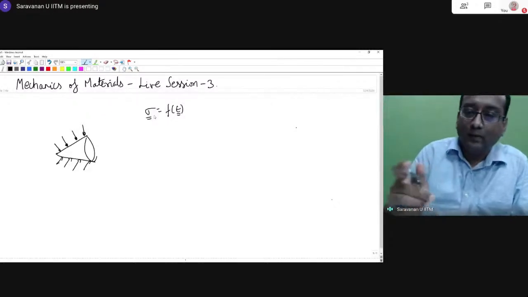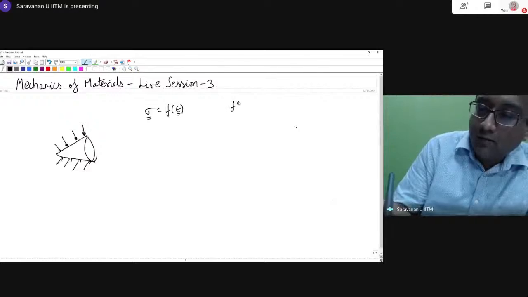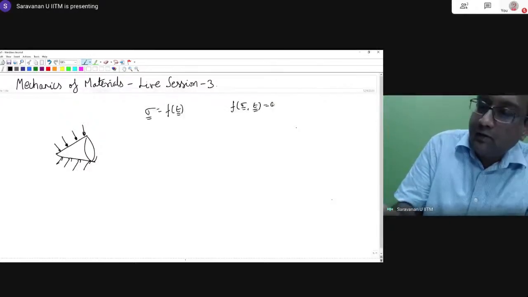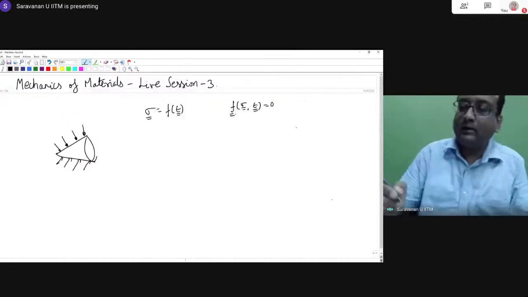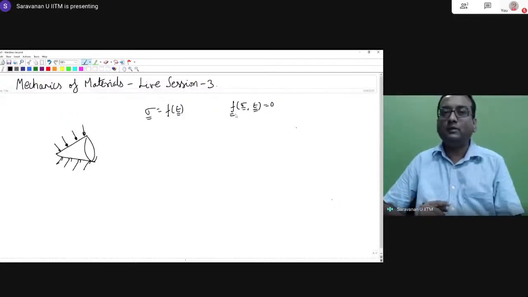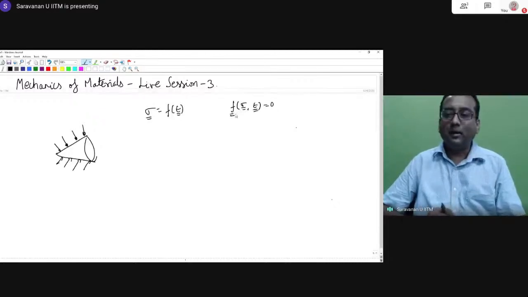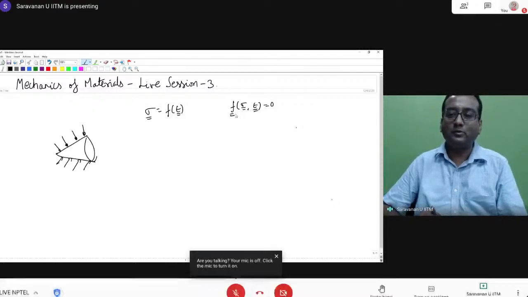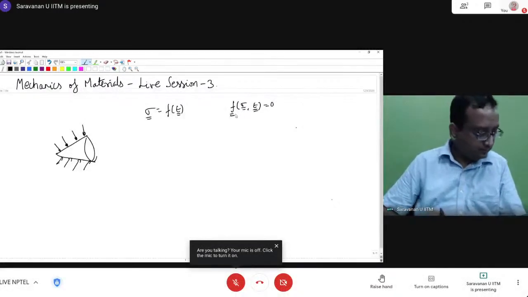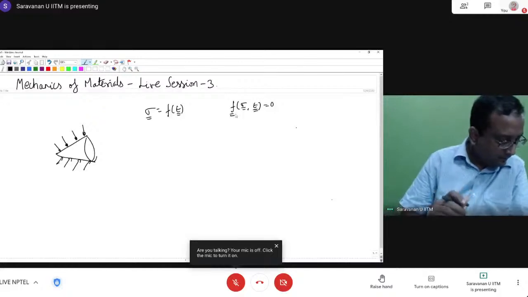But if you have an implicit constitutive relation of the form f of sigma, comma epsilon equal to 0, then the entire scenario is different. You need a mixed formulation to appropriately, easily solve the boundary value problems. So it depends on the constitutive relation, and the computational efficiency determines what independent variable you choose for solving a problem.